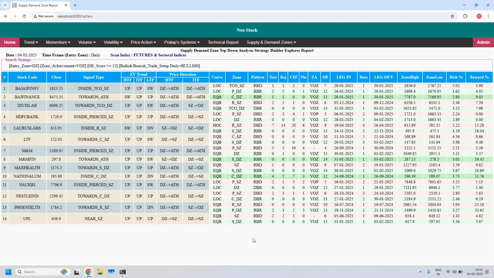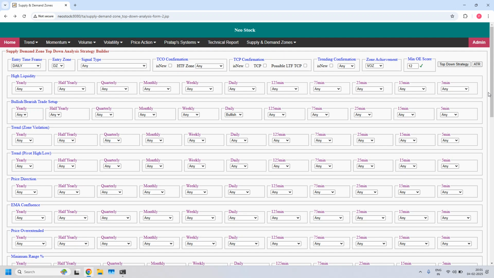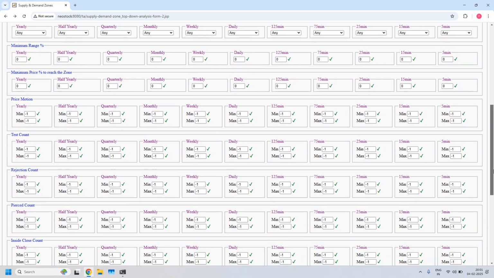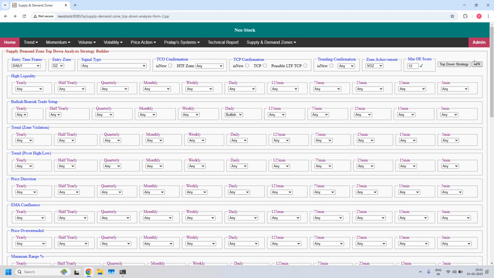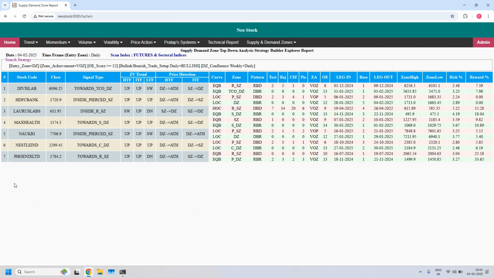But let us add even more high priority to get the success based on the zone confluence. So first filter is LTF and ITF demand zone confluence. So that is a daily demand zone with weekly demand zone confluence. That means daily zone should be available as part of the weekly zone. That means overlap with weekly zone. Such kind of stocks, we got 7 stocks.